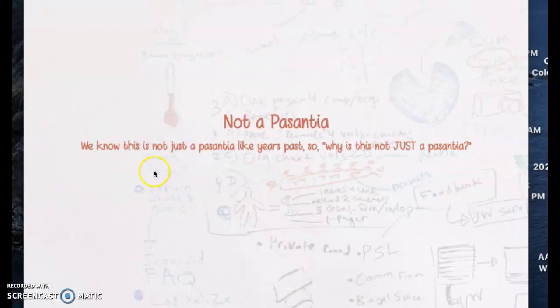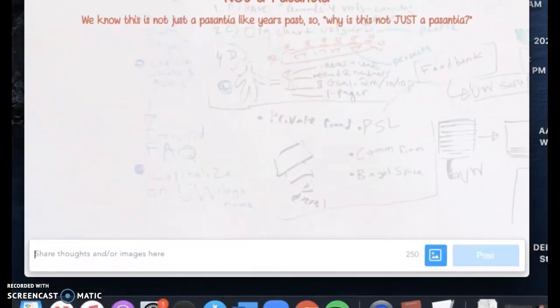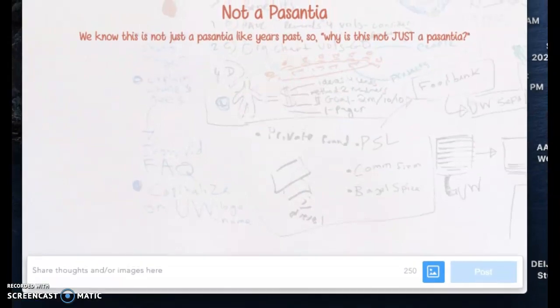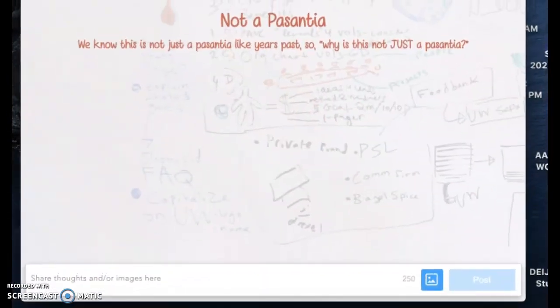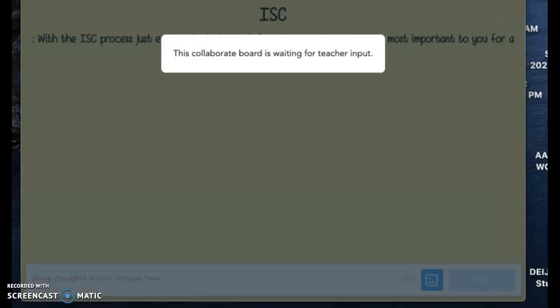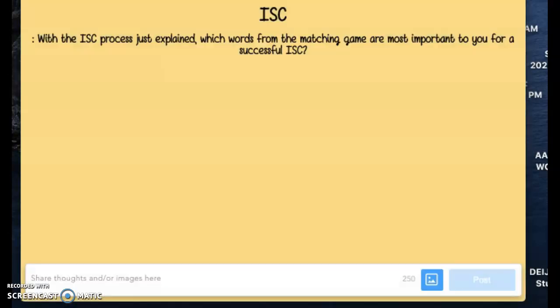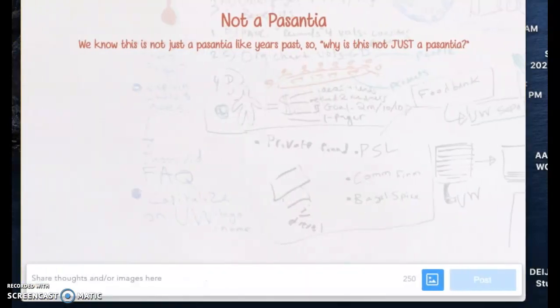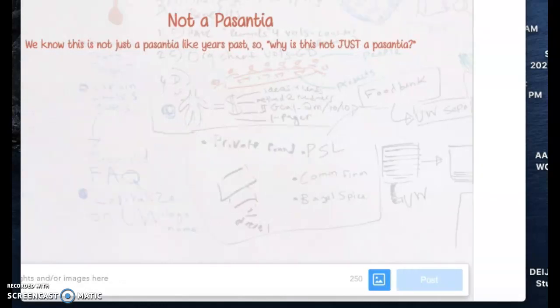And then they're writing their answers to this in the collaboration board. I don't have this opened all the way, and I should, but right there, as the collaboration board, they're writing their thoughts and responding to each one of these questions in these collaboration boards. So the first collaboration board is just, based on your understanding of the ISC now, which words from the matching game are the most important. Hopefully they don't write pasantía. And then since they don't write pasantía, you say, why is this not a pasantía?